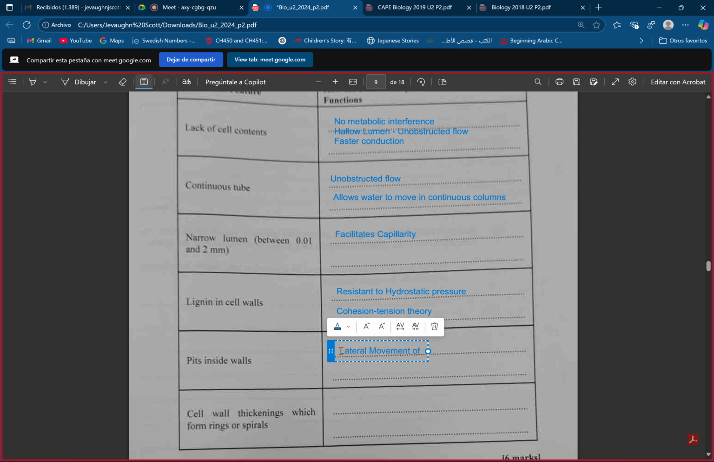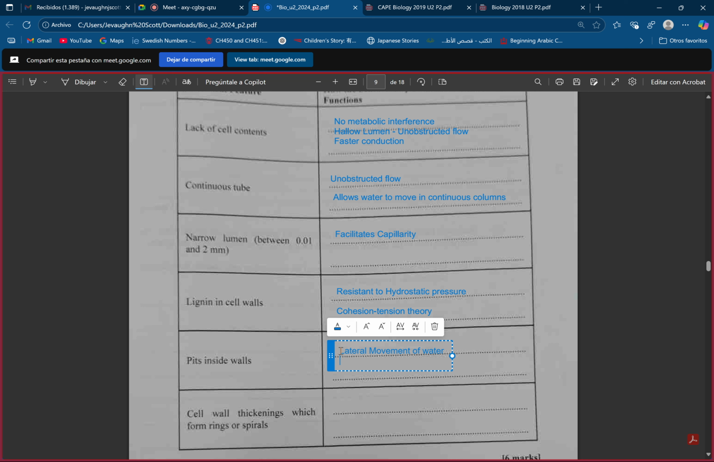Lateral movement of water. Right? So looking at that, no cytoplasm, nothing like that required. Just lateral movement of water there, allowing the efficient hydration of parenchymal and sclerenchymal tissues. But I don't think you're required to state that. Right? So we have that there.